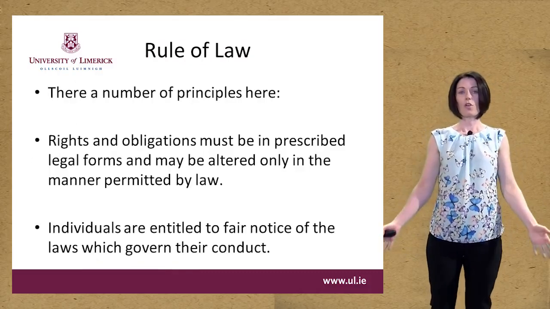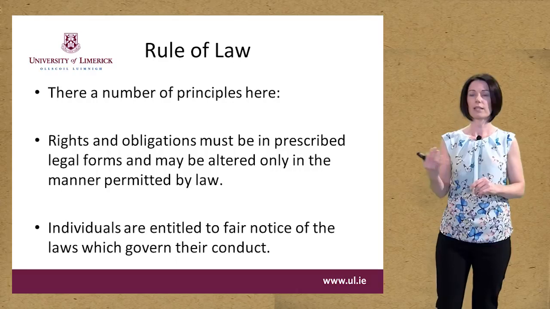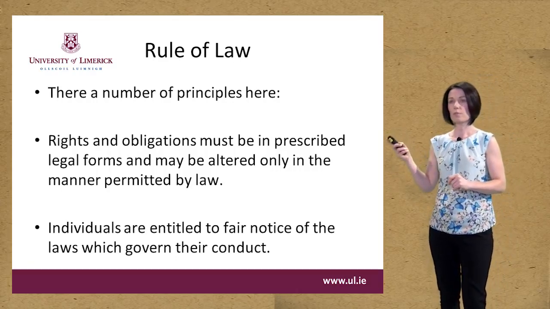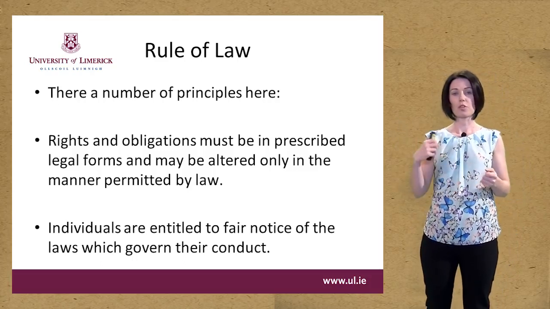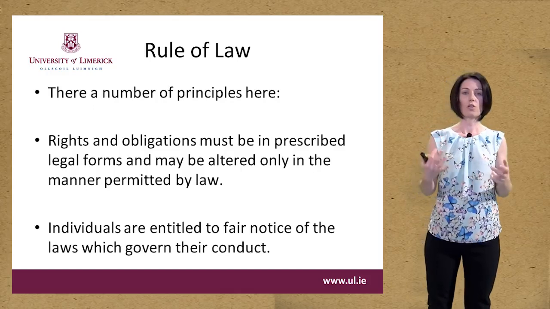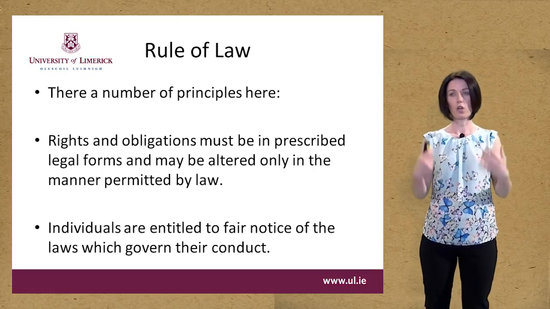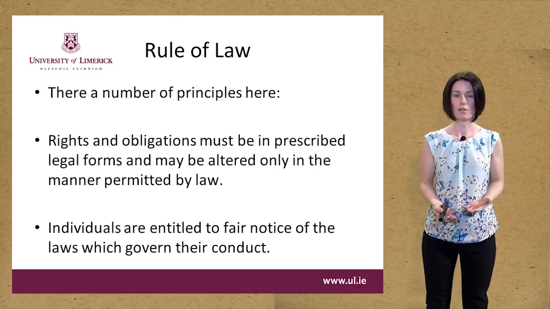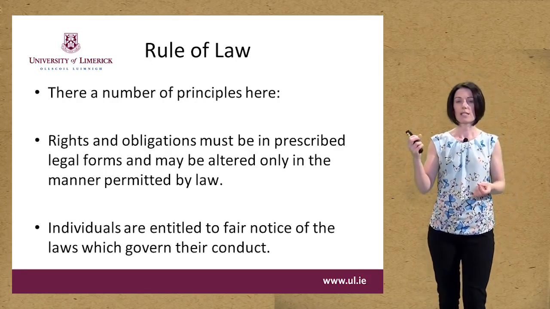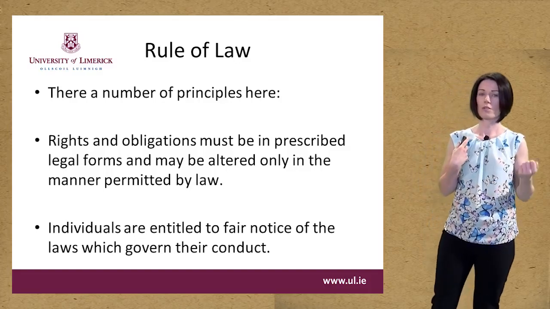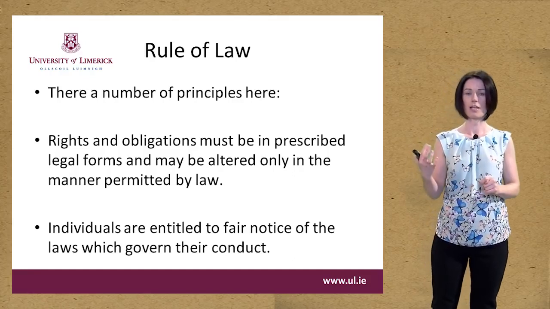So in relation to the rule of law, in order for it to function or operate properly, there's a number of principles that can be identified that I'll just mention. Some of the principles are basically that rights and obligations must be prescribed in a legal form and can only be altered in a manner prescribed by law, and also that individuals are entitled to fair notice of the laws which govern their conduct. And we will see this principle when I talk again about the doctrine of precedent in another lecture.